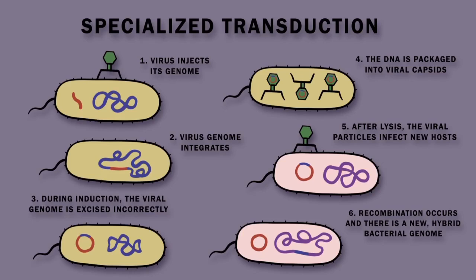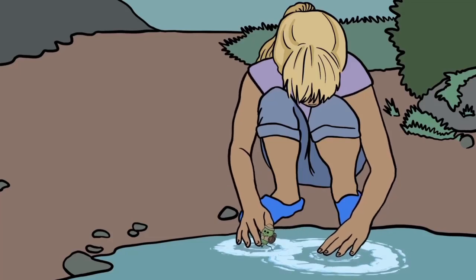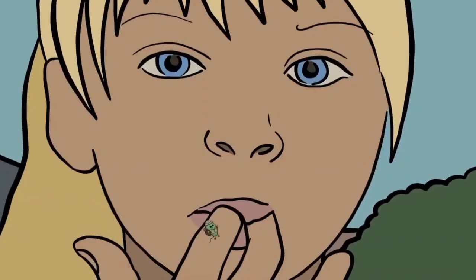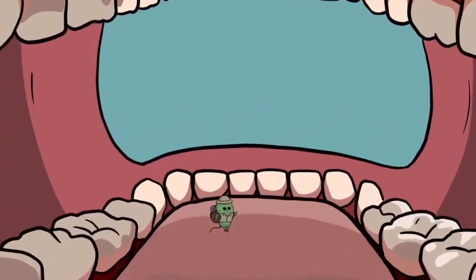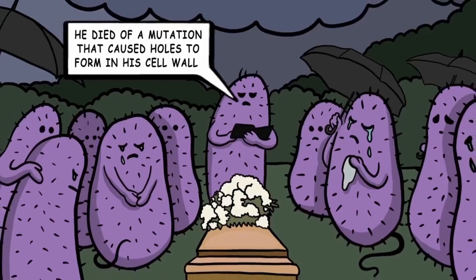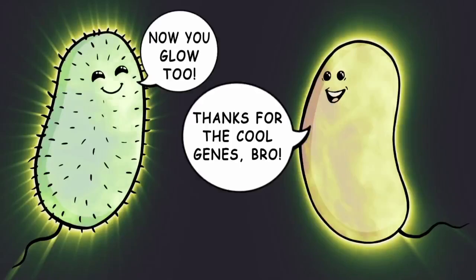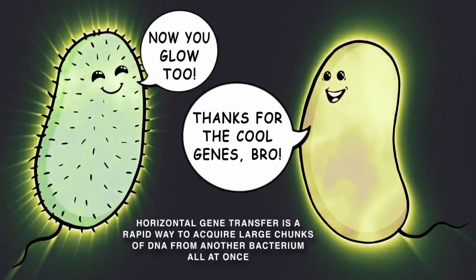Horizontal gene transfer along with mutation allows bacteria to achieve genetic diversity. These processes allow bacteria to adapt to new environments because they enable them to respond to selective pressure. Mutation is a slow process, and most mutations are harmful or neutral, not beneficial to the bacteria. Meanwhile, horizontal gene transfer is a rapid way to acquire large chunks of DNA from another bacterium all at once.